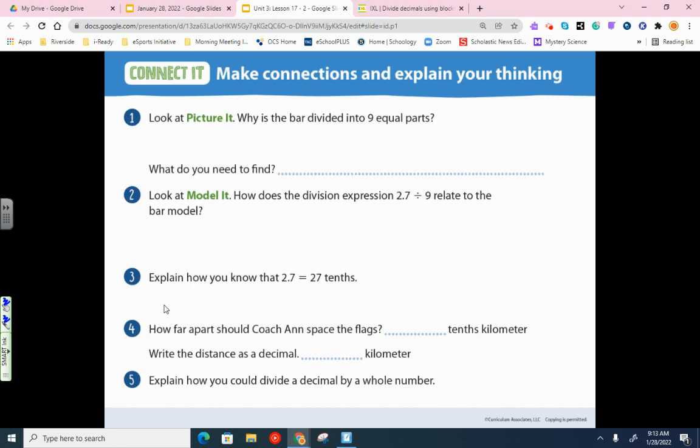All right, so picture it. The picture is the bar model. Why is the bar divided into 9 equal parts? Because Coach Ann marked off 9 sections for the race. Okay, and what do you need to find? The length of each section.